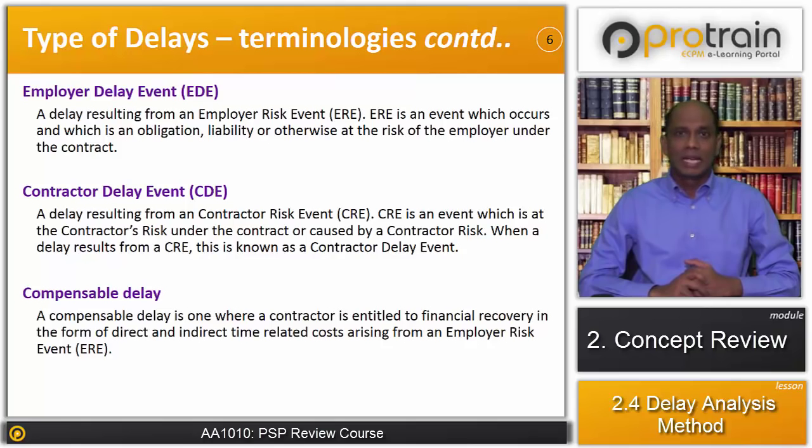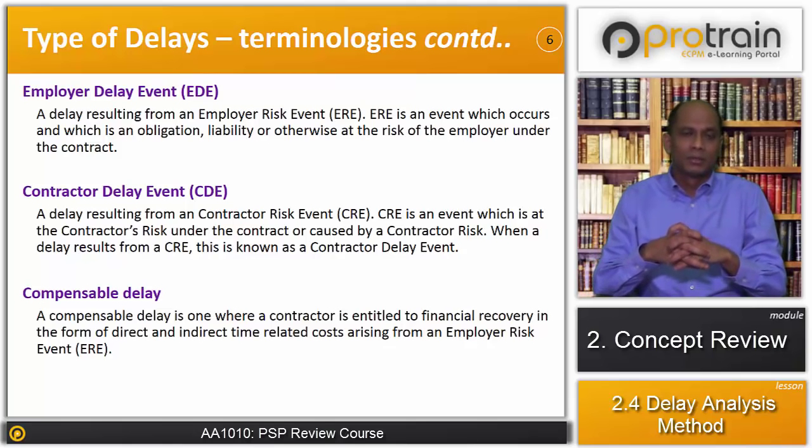Employer risk event is an event which occurs and which is an obligation, liability or otherwise at the risk of the employer under the contract. So let's understand what is employer risk event first. Then we will go back to employer delay event.